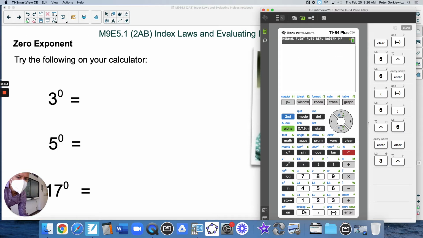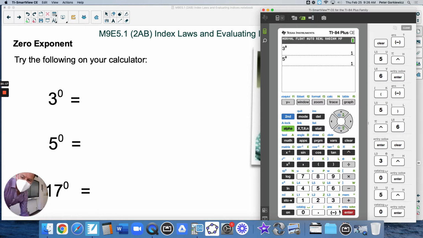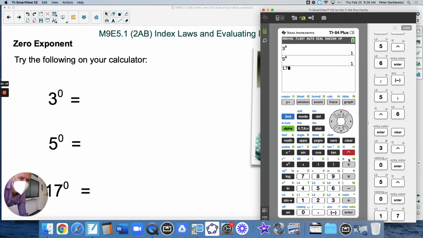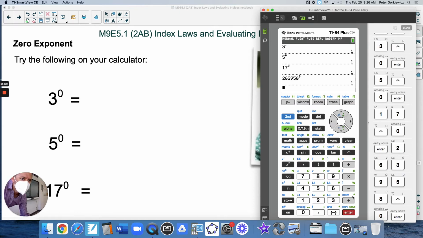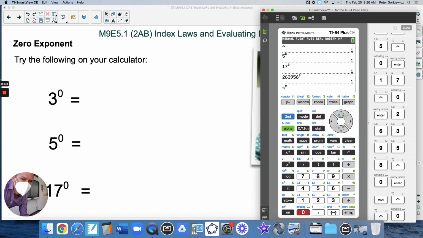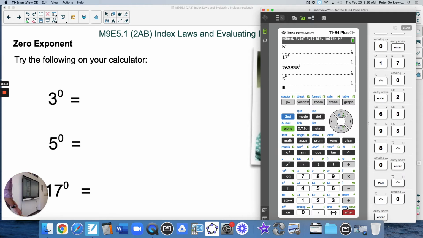So 3 to the 0, that equals 1. And 5 to the 0, that's 1. And then 17 to the 0. Wait, how about 206 to the 0? 1. You guys are pulling one over. How about pi? Take that, pi to the 0. 1. Shut my mouth.